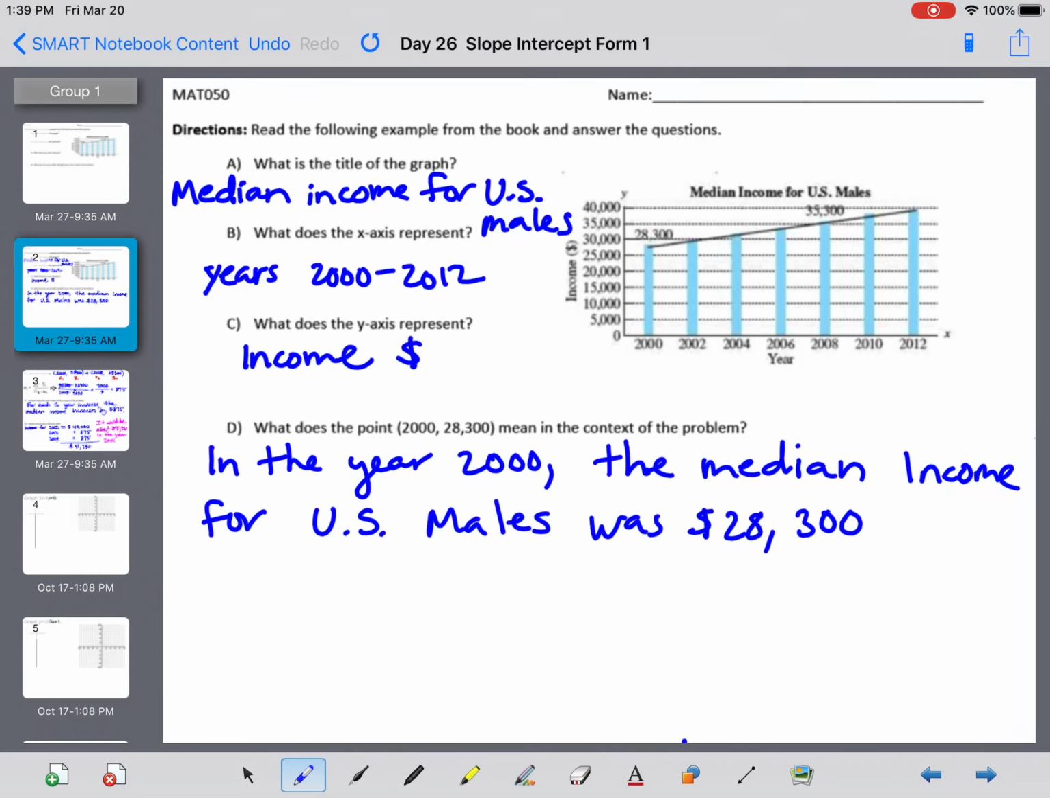And then for D, what does the point (2000, 28,300) mean within this context? So what I want you to be thinking about here is when you have this x value and this y value, put it back into the context of the problem. So with x is 2000, that means you're dealing with the year 2000. And if y is 28,300, that means the median income for U.S. males in the year 2000 would be 28,300.